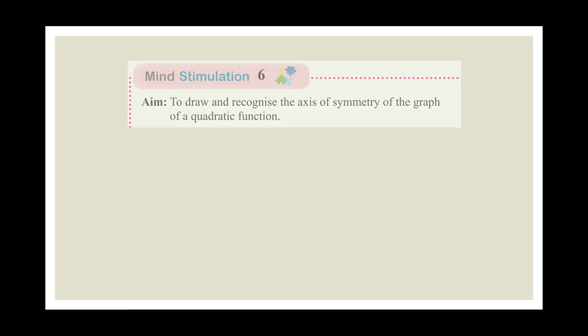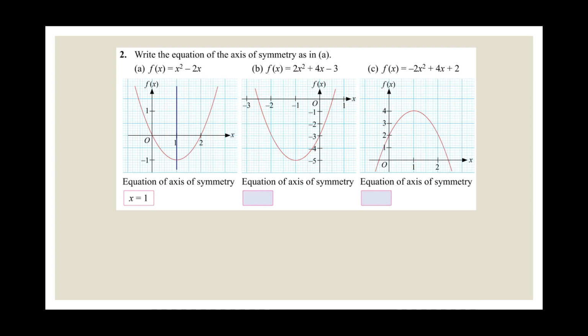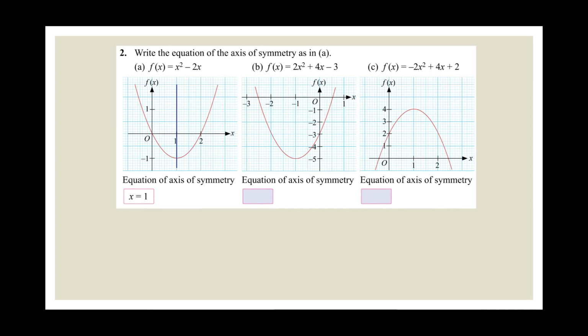So we are going to learn to find out and recognize it. Another three graphs. They ask you to write the equation of the axis of symmetry as in A. This one. You see, in A, they draw the axis of symmetry readily for you. The axis of symmetry cuts through the number 1 on the x-axis. So for the equation of the axis of symmetry, you just need to write down x is equal to 1 like this.